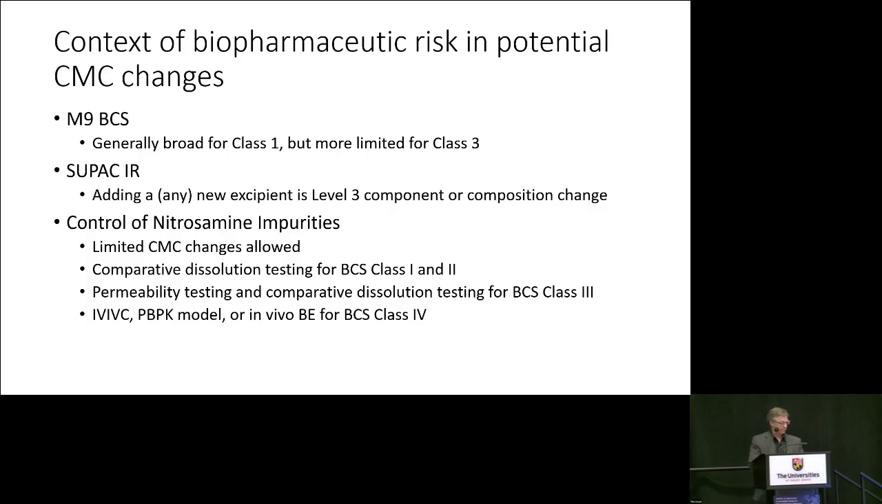But if you compare the nitrosamine impurity guidance from a CMC and biopharmaceutical risk standpoint to, say, BCS, where there's, under some circumstances, extremely broad potential for CMC changes, like a class 1 drug. So when we think about this guidance, I'm not sure we should always read in everything that we know about other guidances, because clearly this guidance is much more limited, I think, in terms of biopharmaceutical risk.